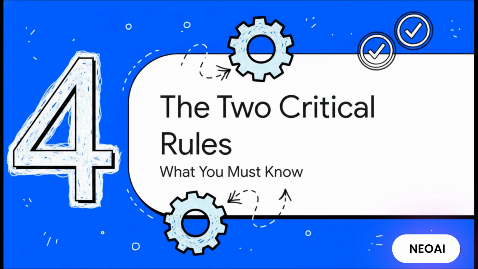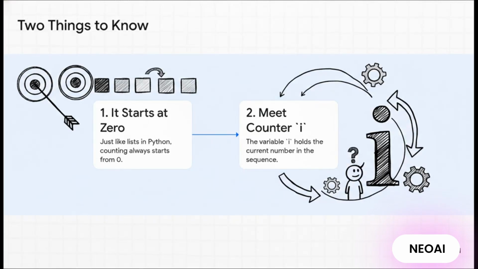Now, using range seems pretty straightforward, right? But to really master it and avoid the common mistakes that trip everyone up, you've got to know 2 critical rules. I promise, if you get these 2 things down, you're going to be in great shape. Okay, so here they are. First up, in Python's world, counting always starts at 0. We'll dig into that. And second, we need to meet our little friend, the counter variable, usually called i. Let's tackle these one by one.